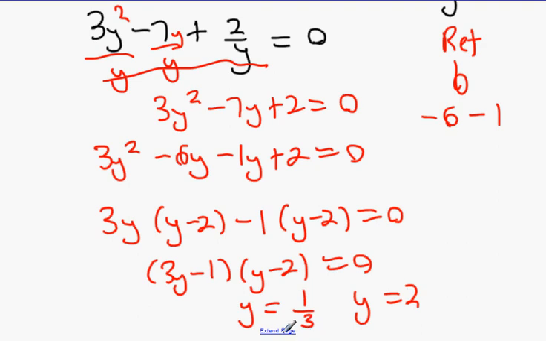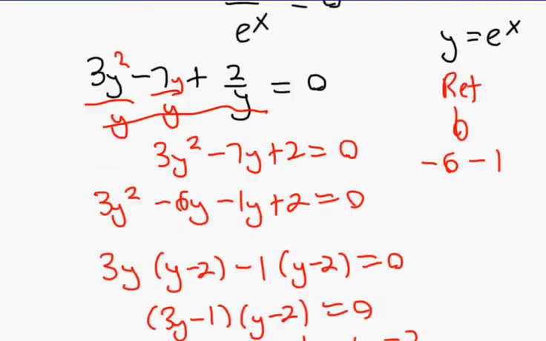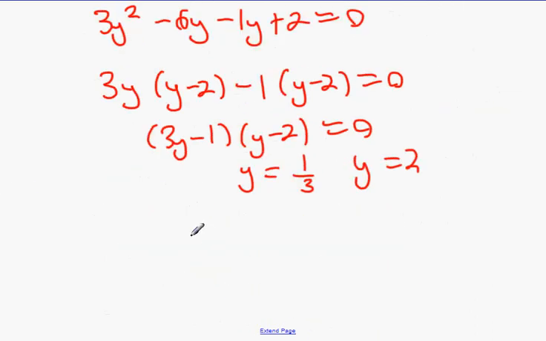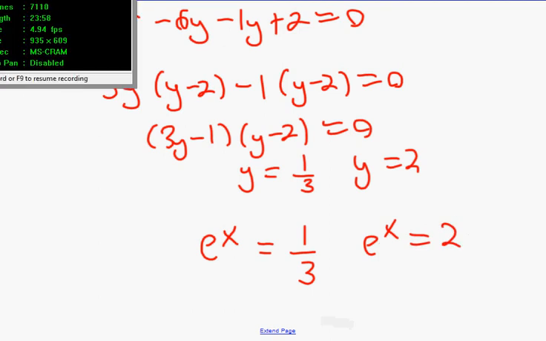I'm confident a lot of you will get there. The problem area is the finishing. e to the x, okay? Now there's a button for e to the x, okay? This means that e to the x equals a third. e to the x equals 2.